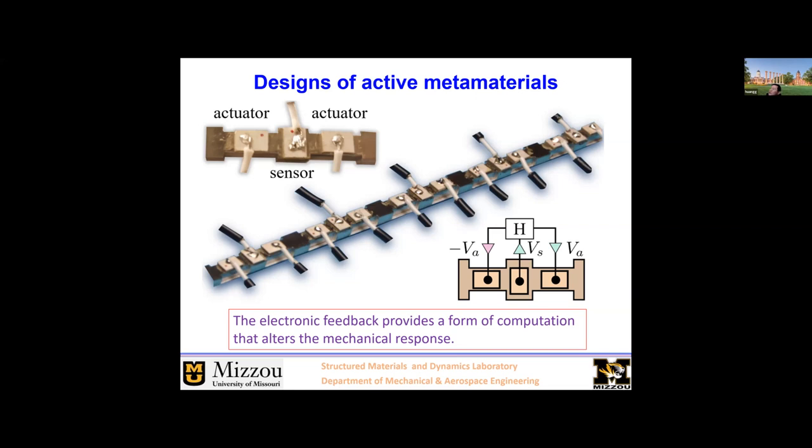Okay, so this figure is a physical picture of this active material and includes the design. In here, this unit cell design has one sensor sensing the incident wave. Then we also use two actuators, with opposite voltage signals, to control the unit cell's mechanical deformations. Basically, we use this kind of electrical feedback to provide this kind of electro computing, so you can alter the mechanical behavior you want, okay?